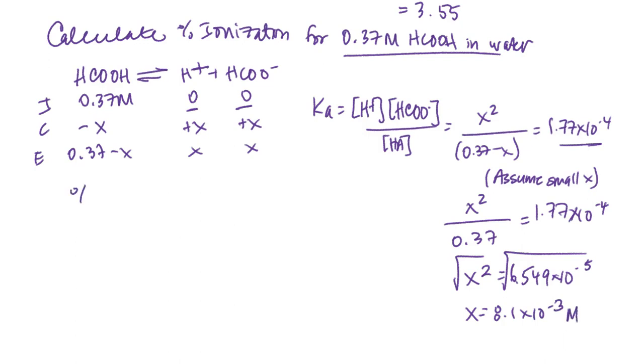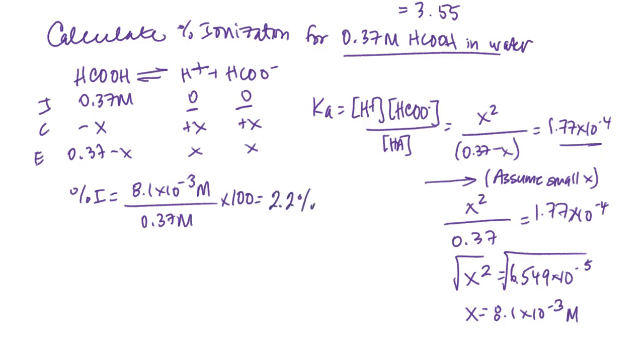And so once again I'll calculate the percent ionization, for two reasons. One is to check on this assumption that x is small, but also to illustrate what the common ion effect does to equilibrium systems. That would be 8.1 times 10 to the negative third molar divided by 0.37 molar times 100. And this time I get 2.2% ionization. So my assumption was valid.